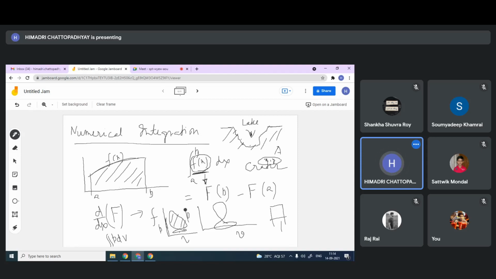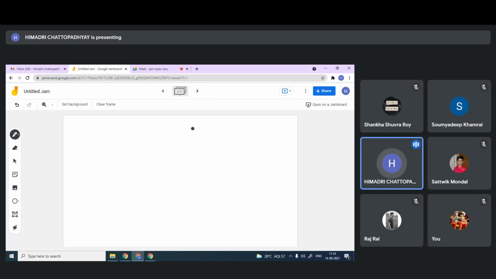Even if you know mathematical functions which can be integrated very nicely, sometimes as a part of a programming or a larger program, you may have to integrate numerically. Another practical example is measuring the flow of a river. You have a profile and different points, and at different points you can calculate the velocity.